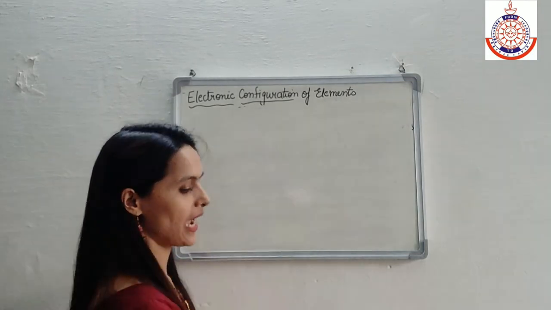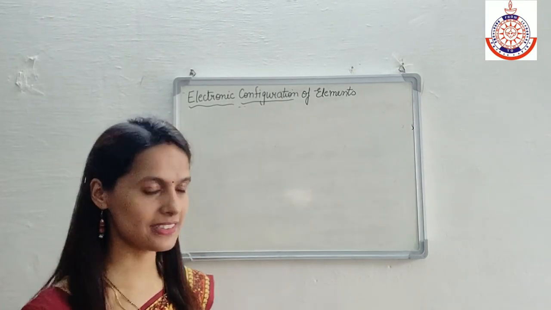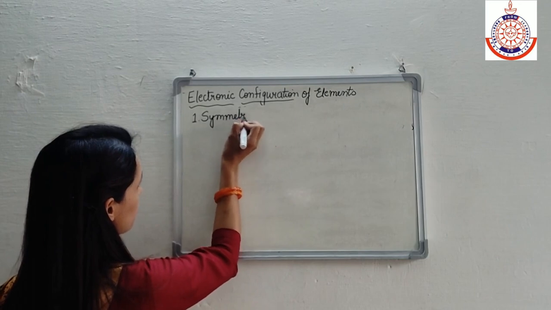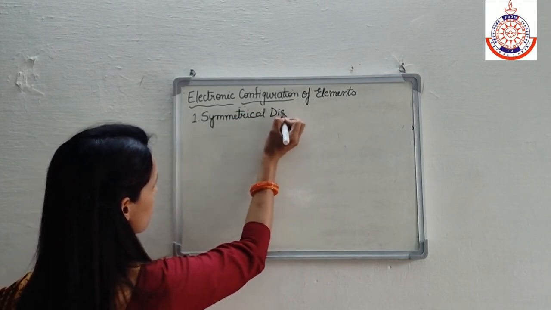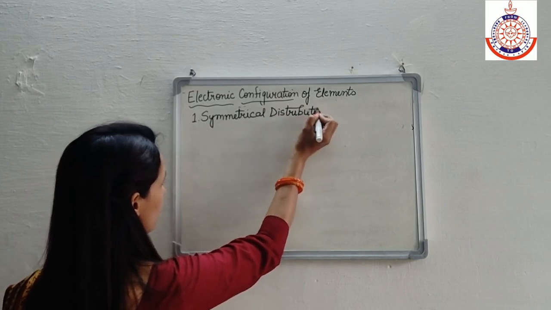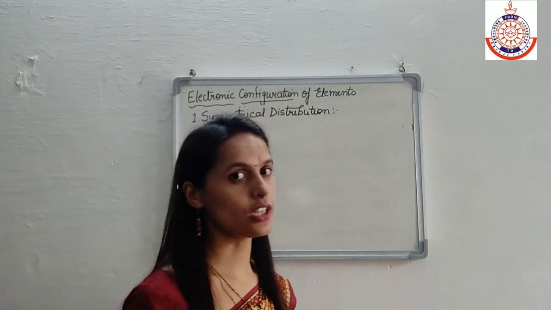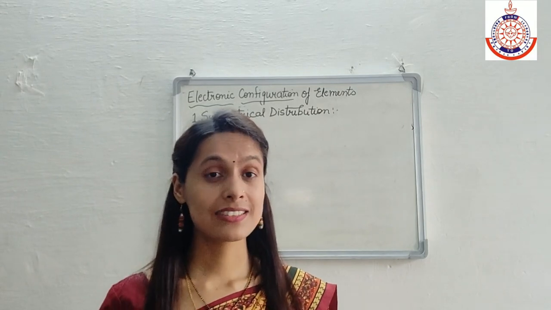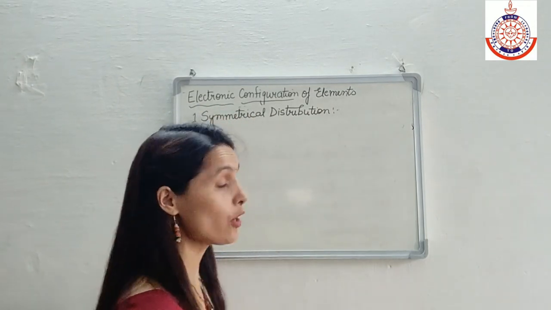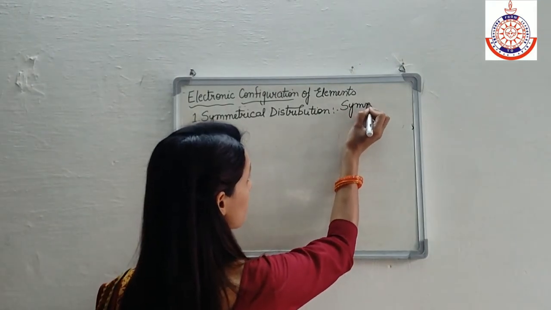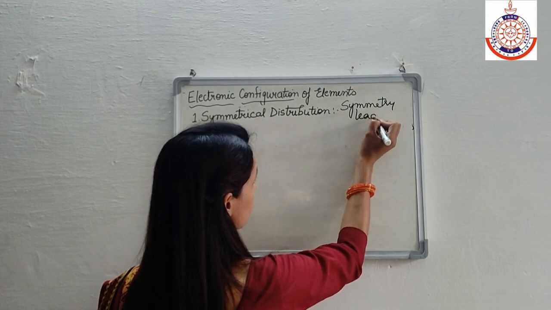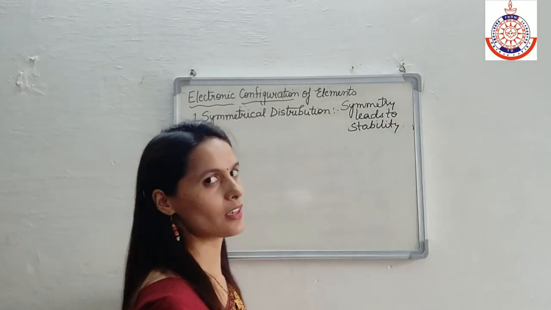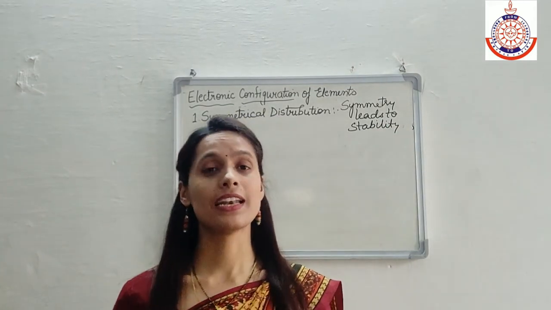Now we have two reasons behind this exception. One is symmetrical distribution. Now in chemistry, when we are talking about chemical bonds or the arrangement of the constituent particles, there is a well-known fact that symmetry leads to stability. And not only in chemistry, it is also applicable in your life, students.